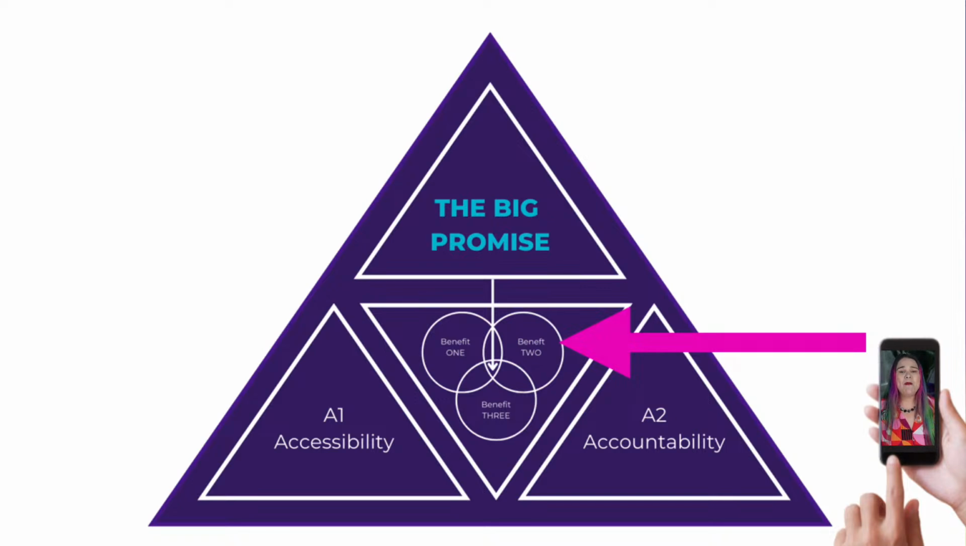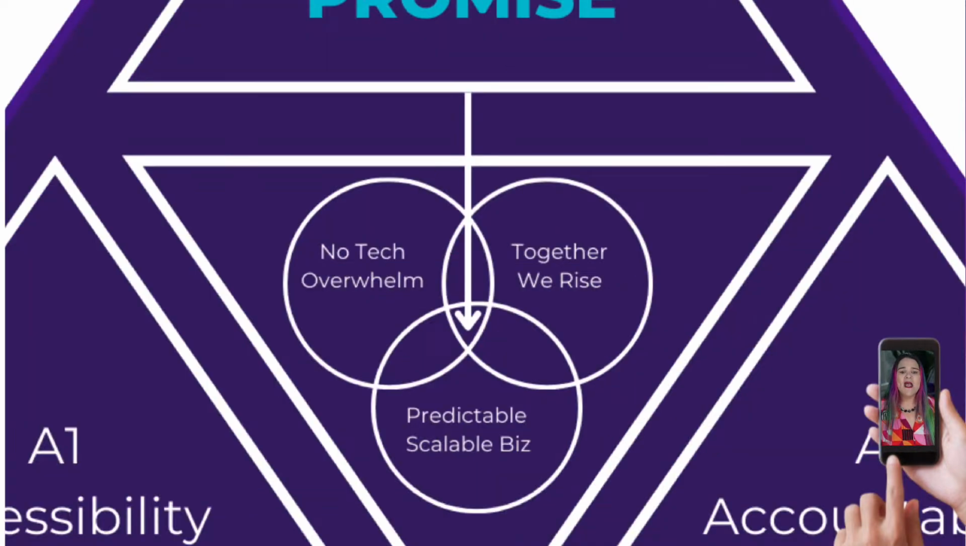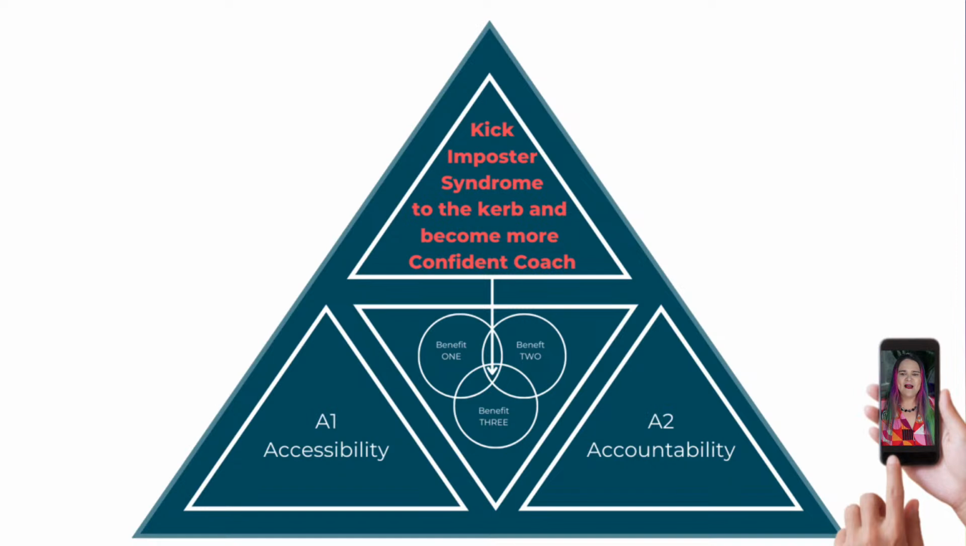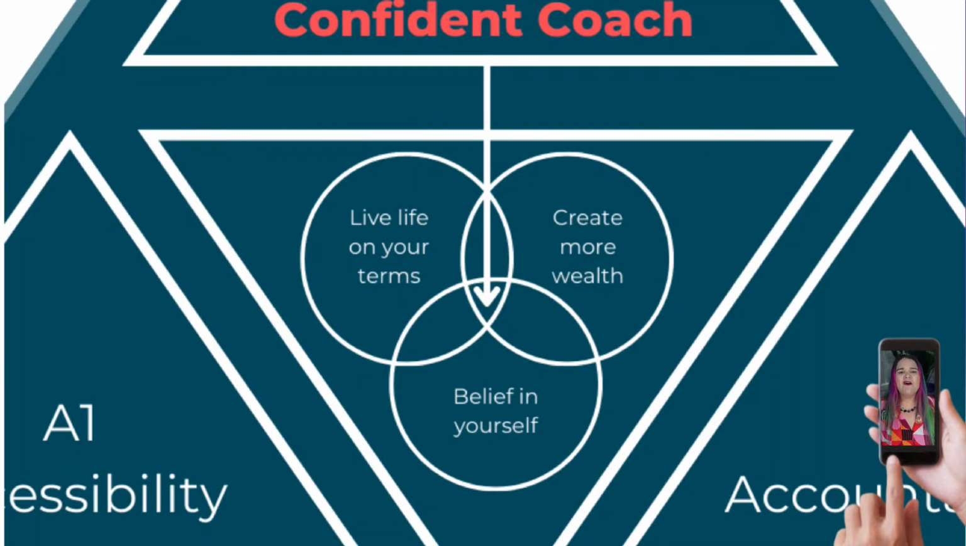Now, in our program, the biggest benefits that our clients get is we help them to remove the tech overwhelm. Together in a community, they will rise, and also we are able to help them generate a predictable, scalable business, right? Rather than all the things, how simple is that? Also, for the Magic Mindset Institute, right here in the center, their benefits are live life on your terms, create more wealth, and also build a belief in yourself. You see how much clearer that is? Nice and simple, and they can visually see the heart of where you're trying to get them.